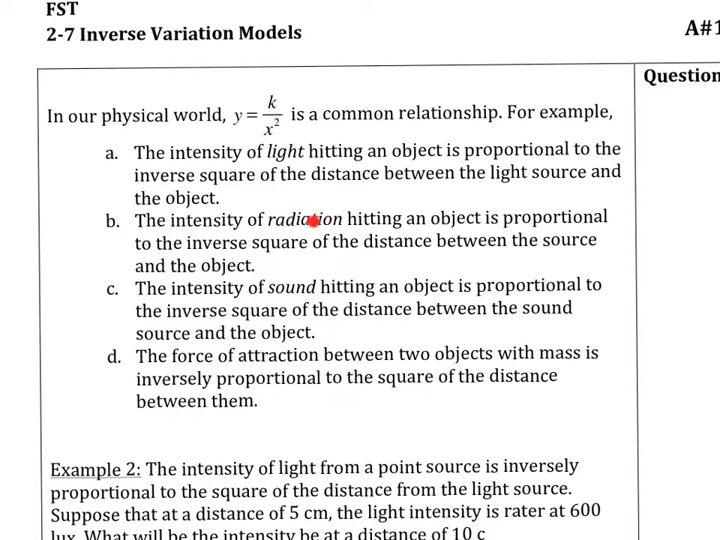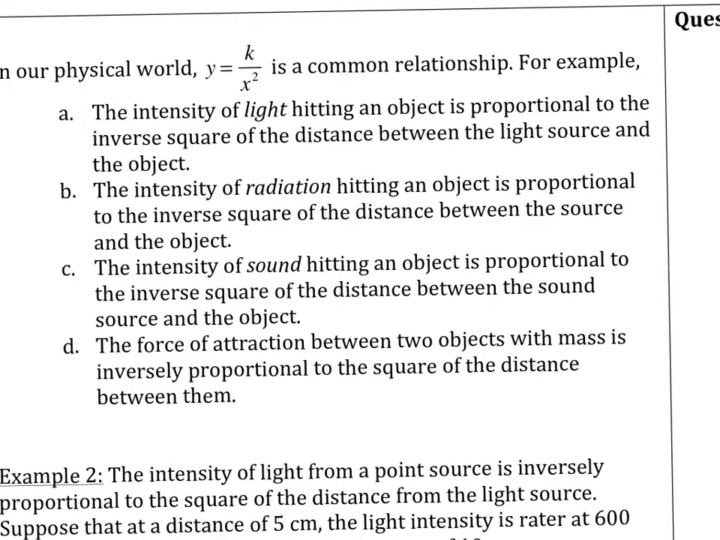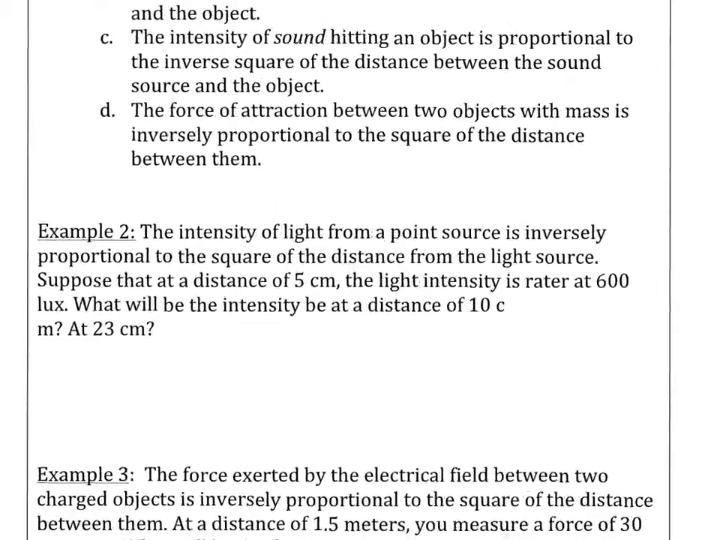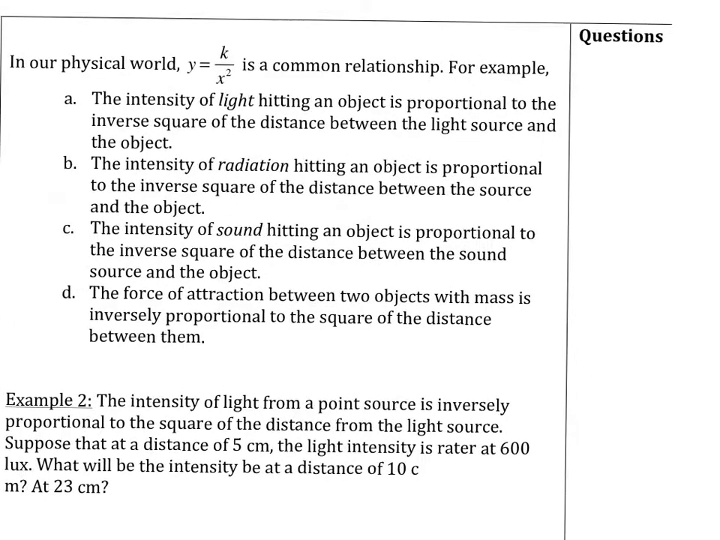Next, same applies to radiation. Radiation hitting an object is proportional to the inverse square of the distance between the source and the object. So obviously getting yourself away from radiation has benefits because the radiation won't affect you as much the farther away you are. Sound is the same way. Distance is related to the intensity of the sound, usually measured in decibels. All right, so we've seen these four situations where we have light, radiation, sound, and gravitational force, all related to distance squared.